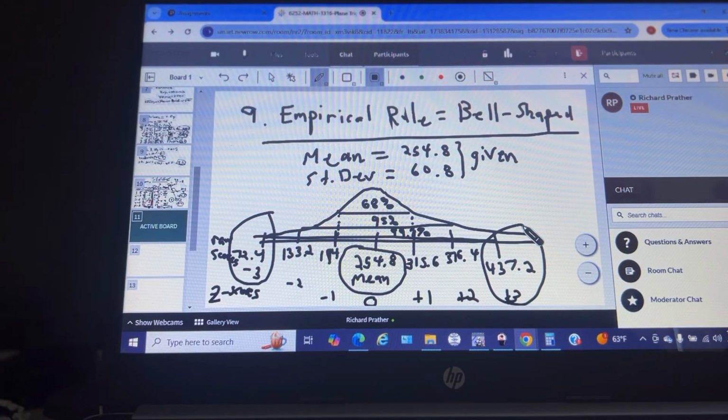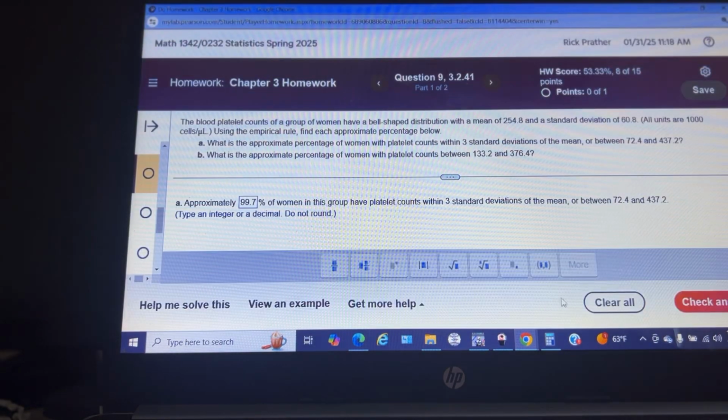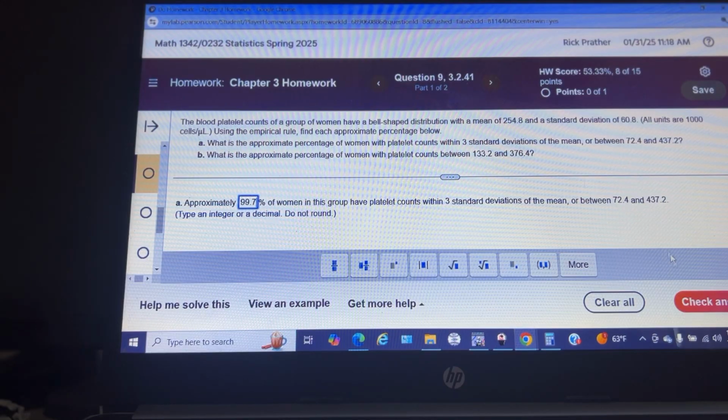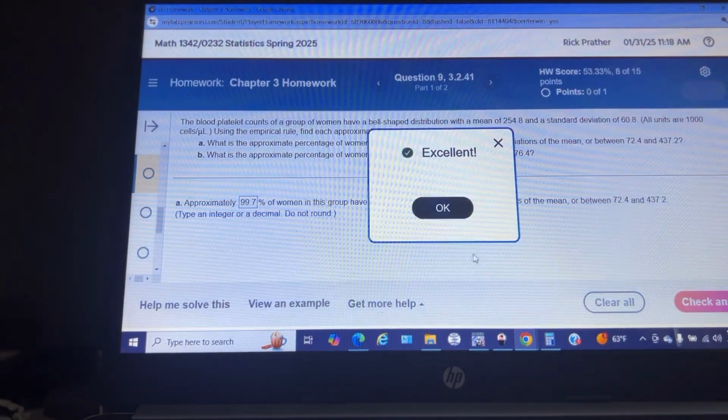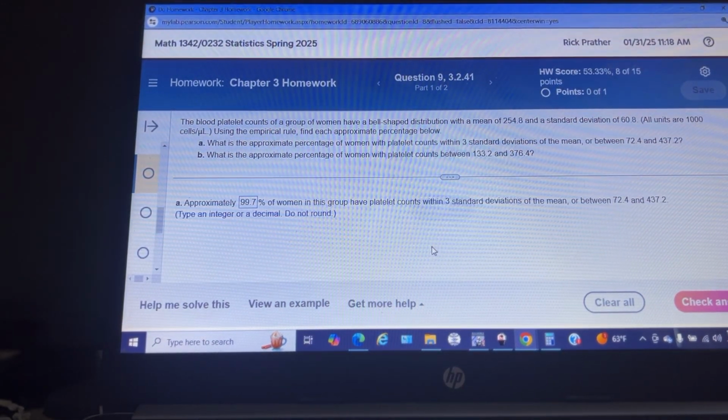So if they say 1, 2, or 3, then you can know the answer is 68, 95, or 99.7. But if they say between, say they said between 194 and 315, then I would say it's 68, since that's one place away. If they said between 133 and 376, then I would say 95 for 2. Here they said between 72 and 437, then that's why it's 99.7. In case you get a problem where it just says between. That's called the empirical rule.